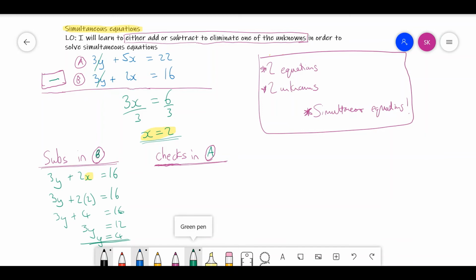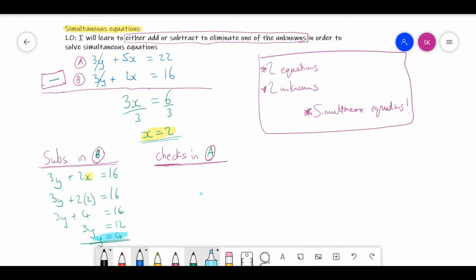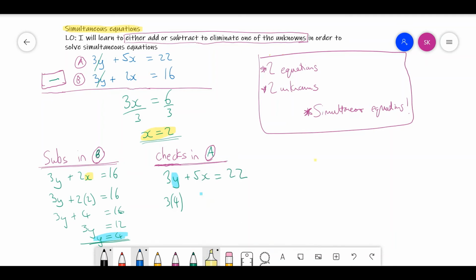Right, so we've got y and we've got x. If I subbed into B, I check in A. So this time I write out my equation A, 3y plus 5x equals 22. But instead of y, I write my solution for y, which is 4. And instead of x, I write my solution for x, which is 2.